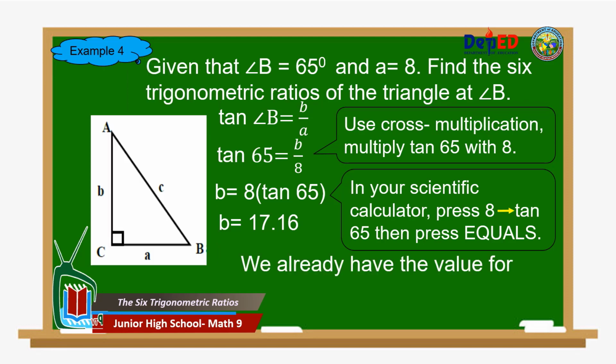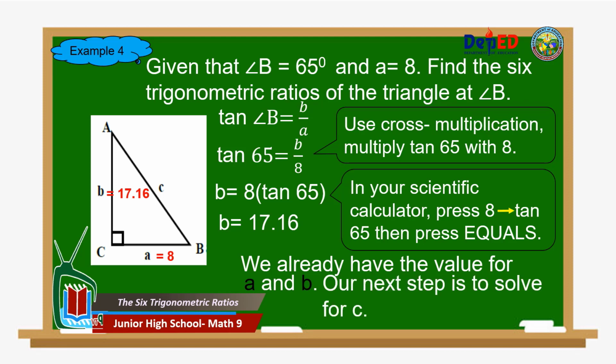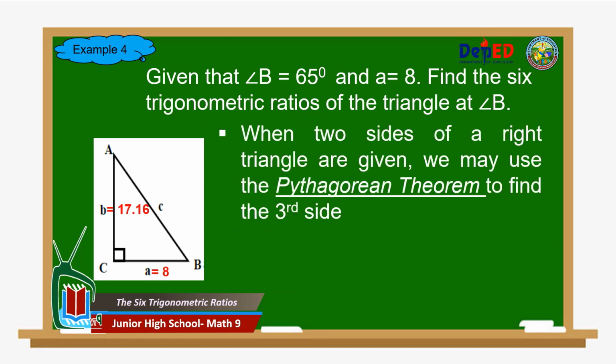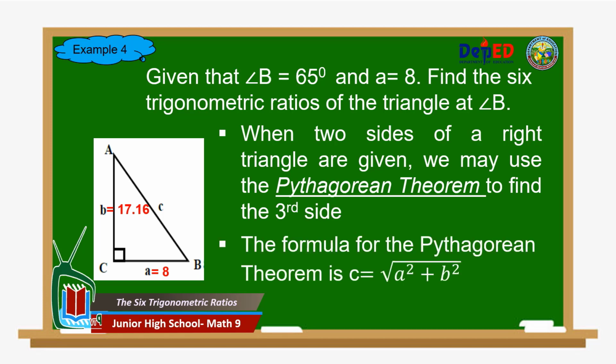We already have the value for A and B. Our next step is to solve for the measure of side C. When two sides of a right triangle are given, we may use the Pythagorean theorem to find the third side. The formula for the Pythagorean theorem is C equals the square root of A squared plus B squared.